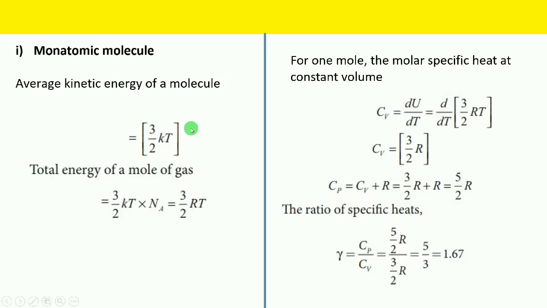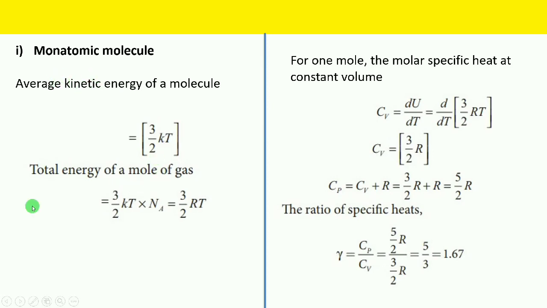Again, let us consider the gamma calculation for monoatomic, diatomic and polyatomic gas. For a monoatomic gas, instead of writing the average kinetic energy, you can skip this step and directly define the internal energy.